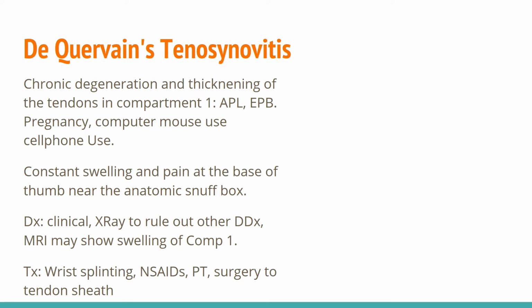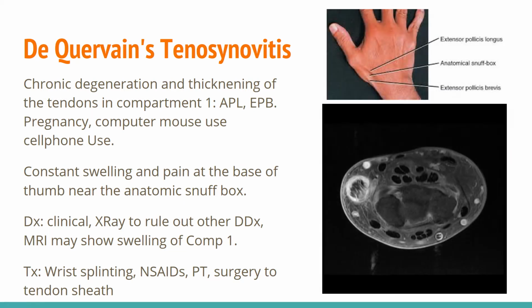Next, we're going to discuss De Quervain's tenosynovitis. This is chronic degeneration and thickening of the tendon sheath of extensor compartment 1, which we discussed, which includes extensor pollicis longus and extensor pollicis brevis. Common risk factors include pregnancy, computer mouse use, and cell phone use. There is constant swelling and pain at the base of the thumb near the anatomic snuffbox.